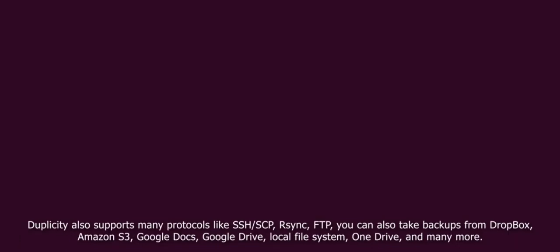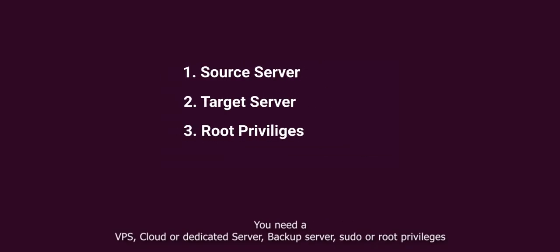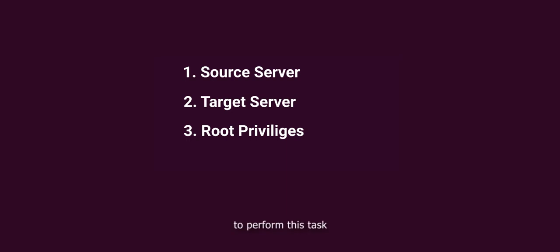Duplicity also supports many protocols like SSH, SCP, FTP, and you can also take backups from Dropbox, Amazon, and Google Docs, and many more. There are some prerequisites for this tutorial. You need a dedicated server, a backup server, and root privileges to perform this task. We have performed this task on Ubuntu 20.04 LTS.